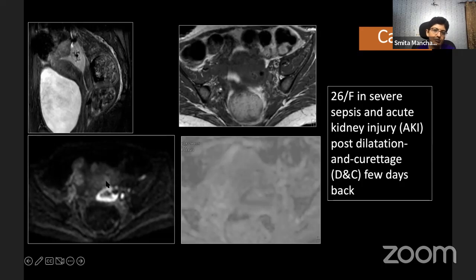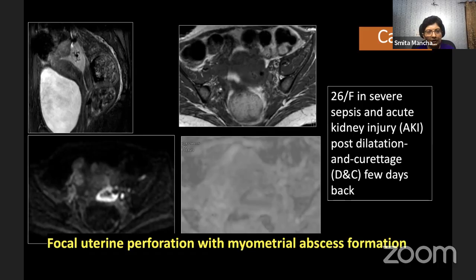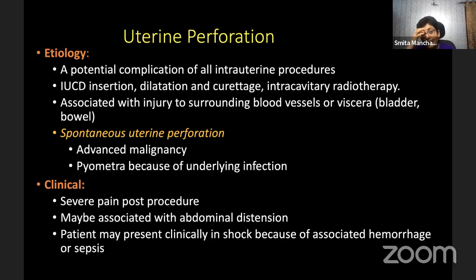So these are the diffusion weighted images. There is restriction of diffusion. There was an abscess which has formed within the myometrium and that has secondarily perforated. So there was a focal uterine perforation with a myometrial abscess formation. Perforation can happen as a complication of all intrauterine procedures, whether it's an IUCD insertion, dilatation and curettage, intracavity radiotherapy, or any factor where instrumentation is being done within the uterine cavity. It can lead to perforation, associated with injury to the surrounding blood vessels or viscera, bladder, bowel.